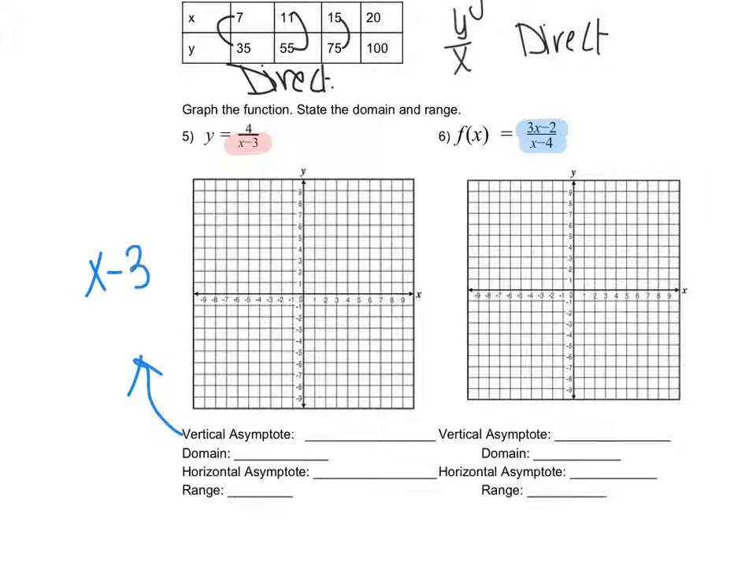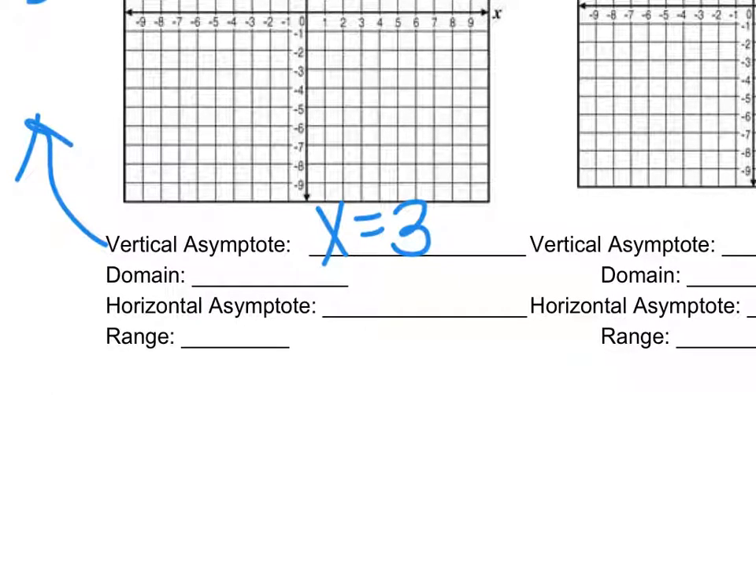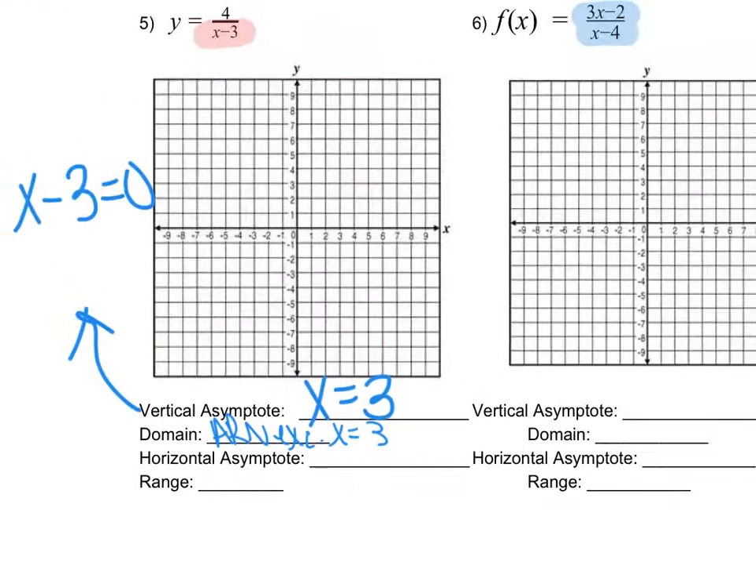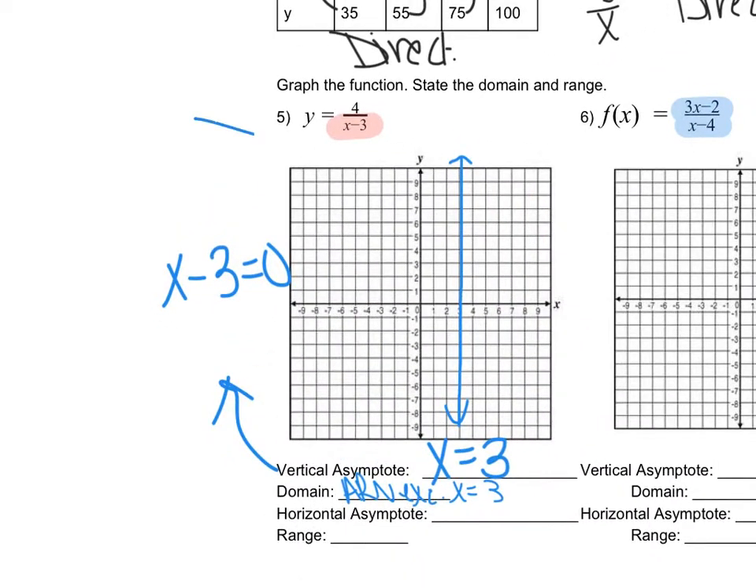So in this case, x minus 3 equals 0 means our vertical asymptote is at x equals 3. And our domain corresponds to that with all real numbers except for x equals 3. And when we go ahead and draw that vertical asymptote in there, at x equals 3. Okay, and then our horizontal asymptote, when it's written in this form, is basically whatever is added or subtracted to the end. Let's use a different color here.